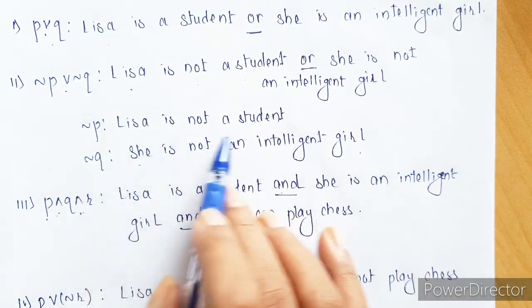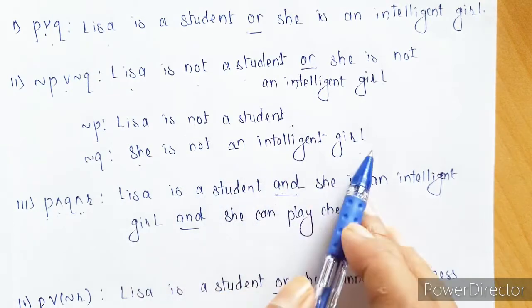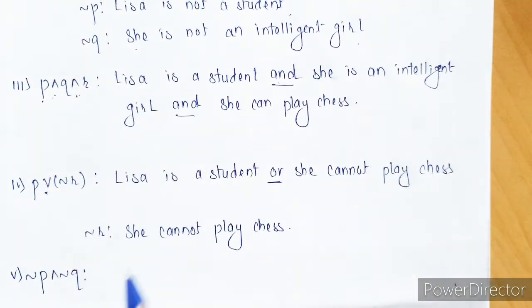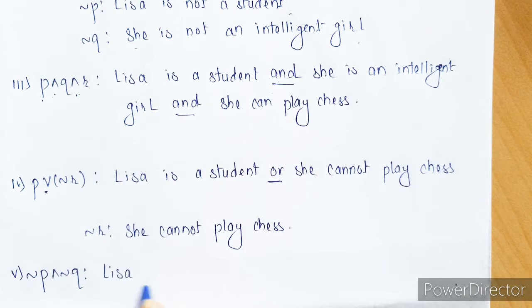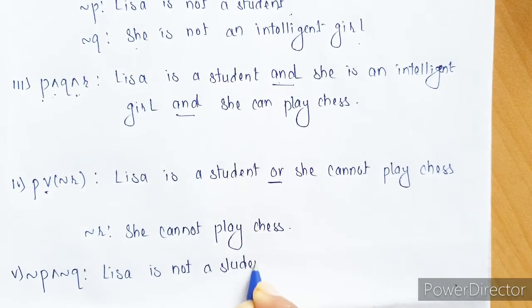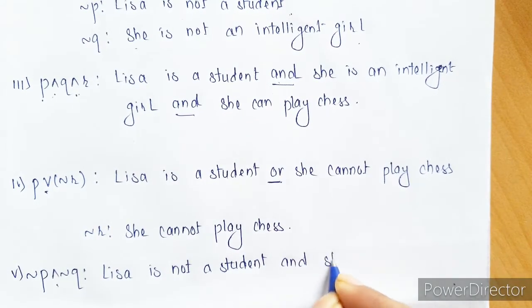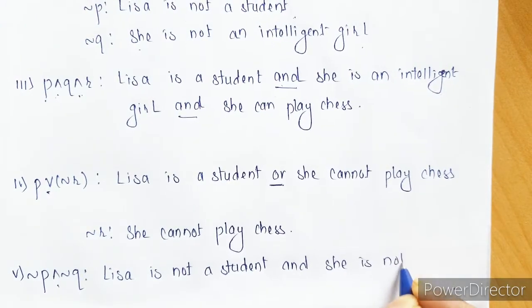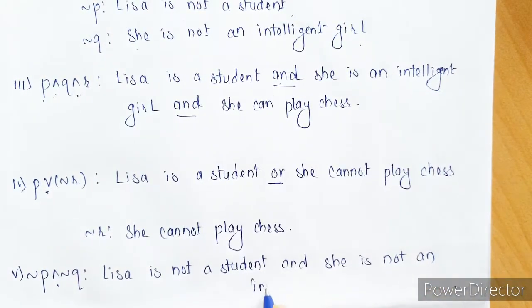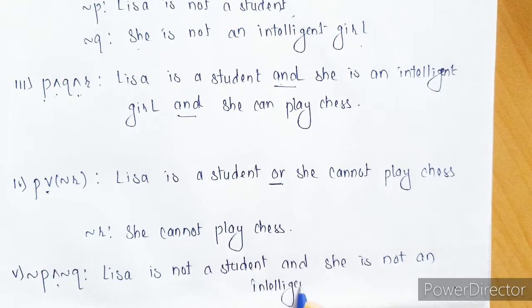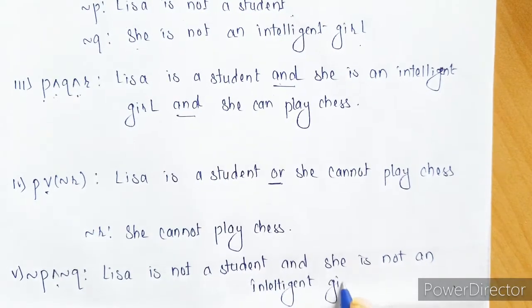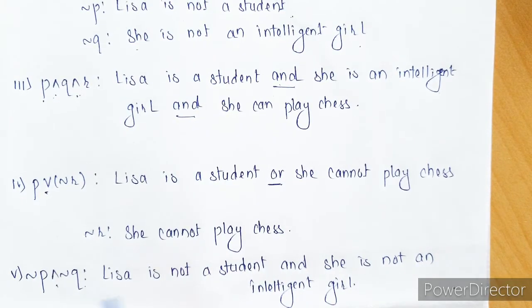That is Lisa is not a student and she is not an intelligent girl. So again here we are connecting these two statements using connective and, that is conjunction.